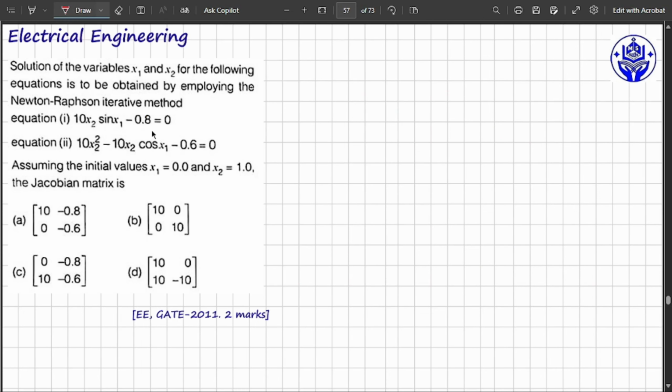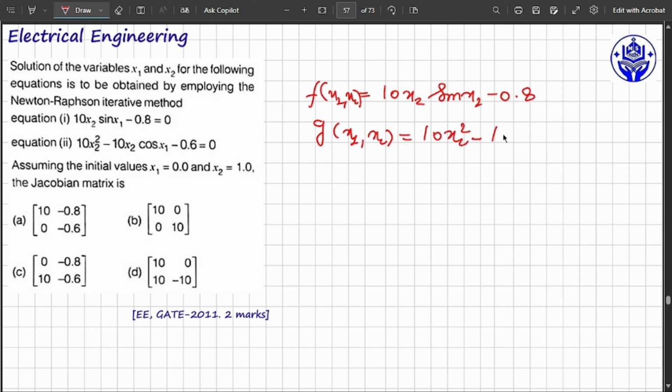So basically, the solution of variables x1 and x2 is the same as before. See, in this case, what is the Jacobian matrix? They are asking about the Jacobian matrix. So what is the Jacobian matrix? If you have some functions, let's say my equation number 1 is f of x1 and x2 equals tan of x2 sine of x1 minus 0.8, and the second one, g of x1 and x2, is tan of x2 cos of x1 minus 0.6.